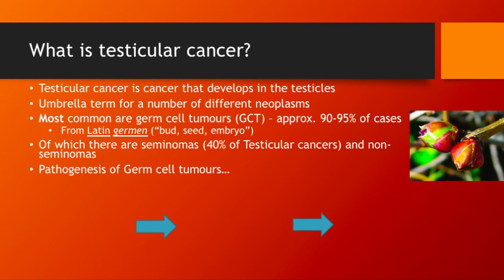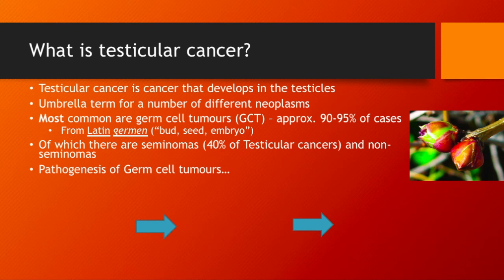So what is testicular cancer? Testicular cancer is a cancer that develops in the testicles. It's obvious, right? It's an umbrella term which comprises a number of different types of neoplasms, depending on the cell of origin and age of presentation. The most common are germ cell tumours, which account for 90 to 95% of all cases of testicular cancer. The word germ comes from the Latin germen, which means bud, seed or embryo, and so hence germ cells are sex cells. Under germ cells are seminomas, which itself comprises 40% of all testicular cancer cases, and non-seminomas, which makes up mostly the rest.